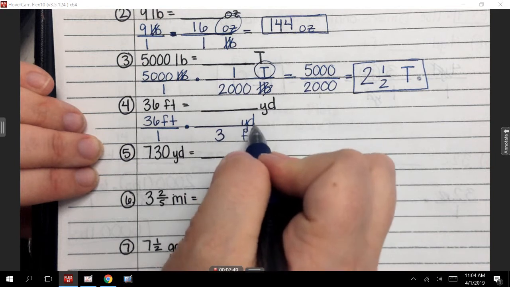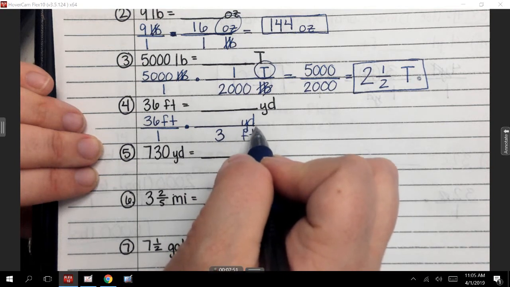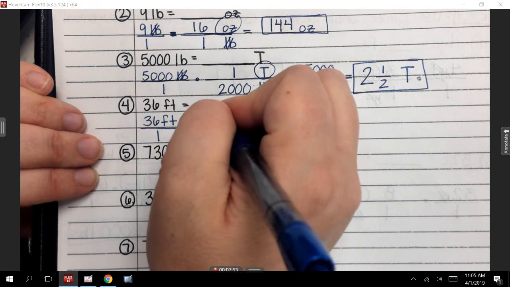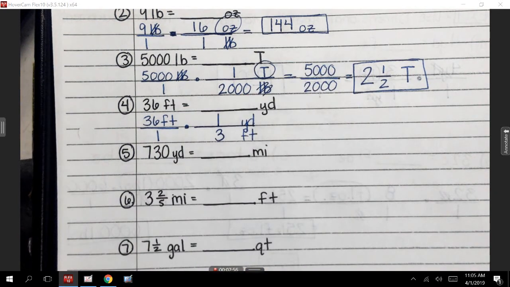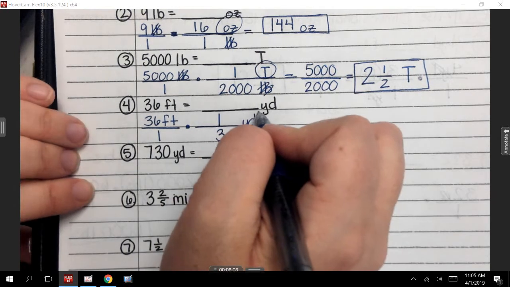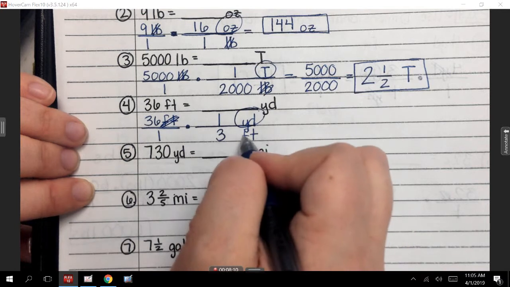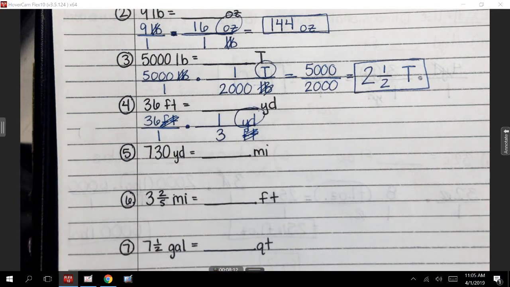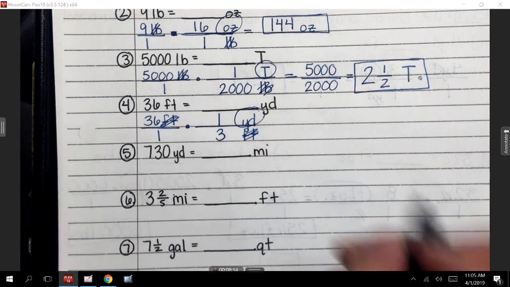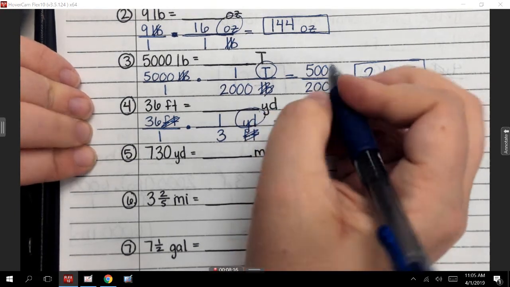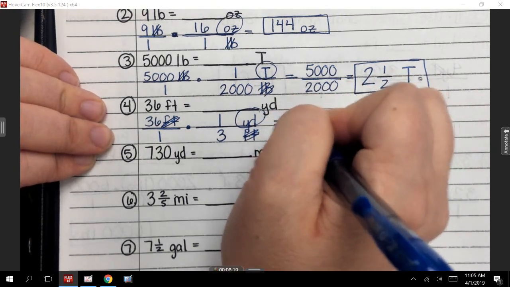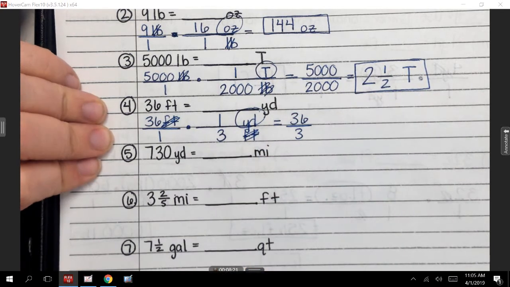And what number was it that was next to my YD? 1. Okay. Now before I multiply those, what do I need to do? Ethan? Okay, so excellent. My FT are going away, marking those out, circling the YD because that's what we want in our answer. All right, what do I get on the top? Tony? 36. And on the bottom? 3. Now when I simplify that, what happens there, Carlos?